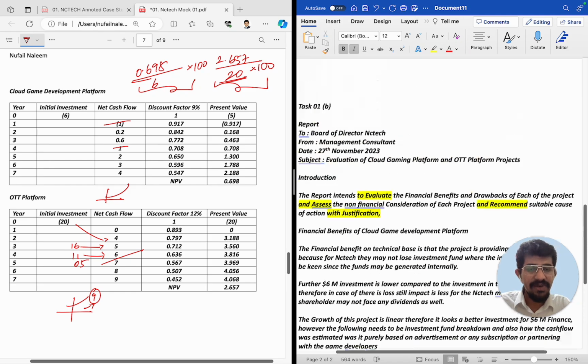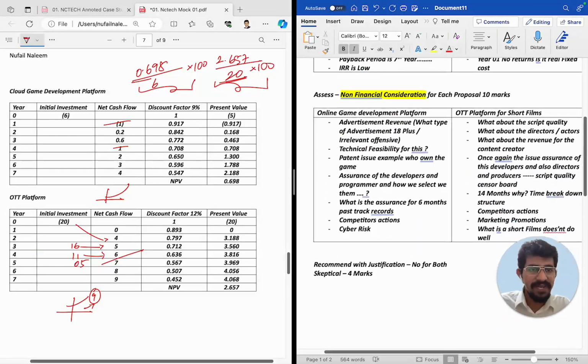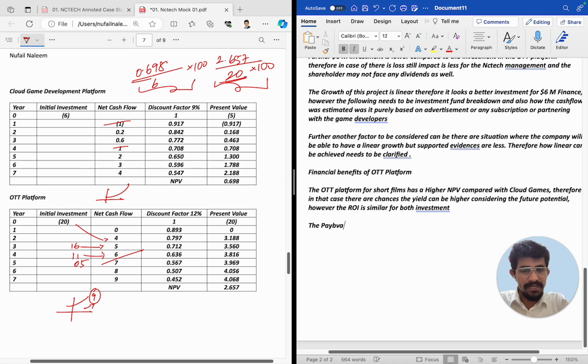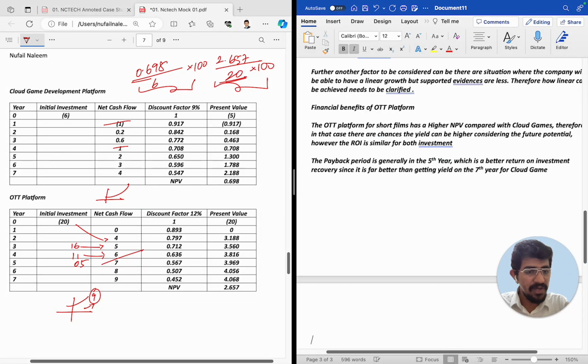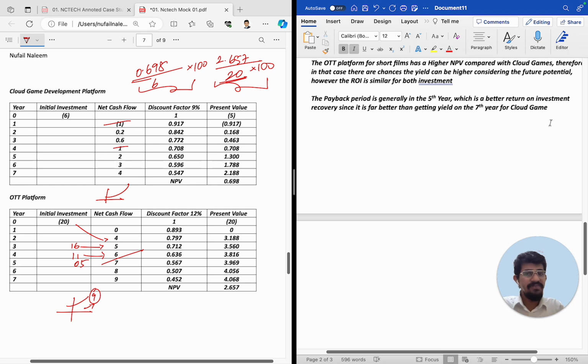Now students, the next very important factor to consider is payback is faster. So I'll write down here, the next thing is the payback period. The payback period is generally in the fifth year, which is a better return on investment recovery, since it is far better than getting the yield in the seventh year. Now here I'm doing a compare and contrast for cloud games. Here I got a little bit stuck because I have done an explanation on compare and contrast, but don't worry students. So that is one factor to be considered.